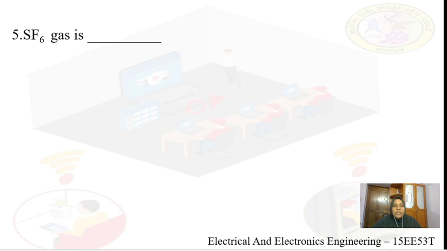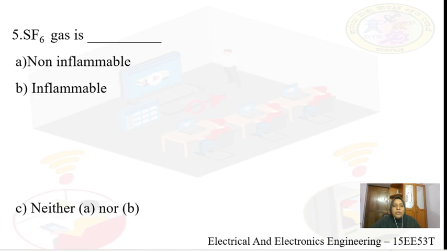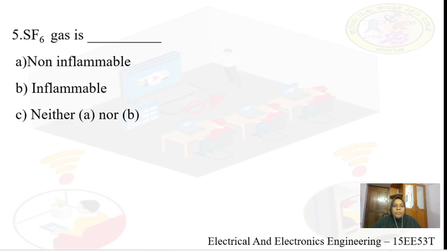Coming to the fifth one, SF6 gas is: option A, non-inflammable, option B, inflammable, option C, neither A nor B, option D, none. So we know that SF6 gas is non-inflammable. That means it doesn't catch fire. That is why you don't have any risk of fire with SF6 circuit breakers. So your answer is option A.